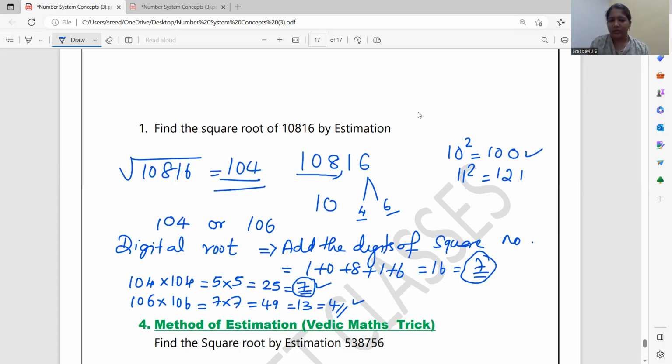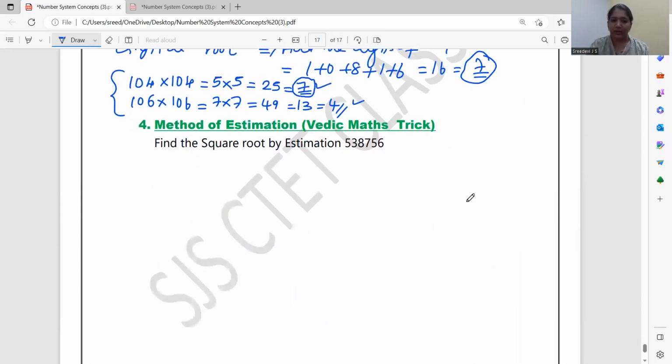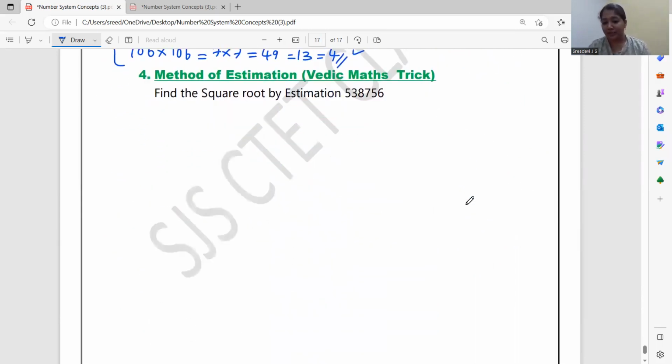So this is the checking method. Very, very important. It will help you with the time you consume for multiplying. So please make use of this digital root method. Next, the method of estimation by Vedic math trick. See everyone, this is also very, very simple.